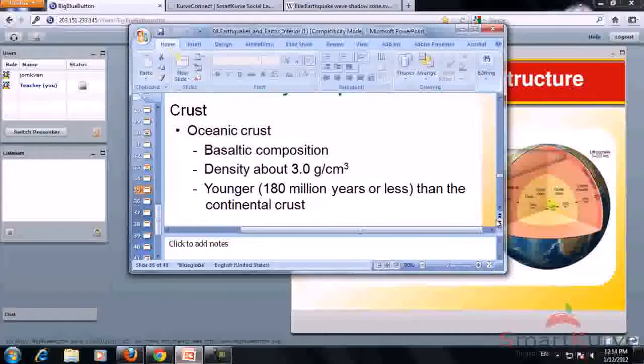Let's take a closer look at the crust, the oceanic crust. That's basaltic composition. Remember, basaltic composition. Basalt is an igneous rock, so that oceanic crust is going to be a lot more igneous rock than the continental crust. That makes sense.